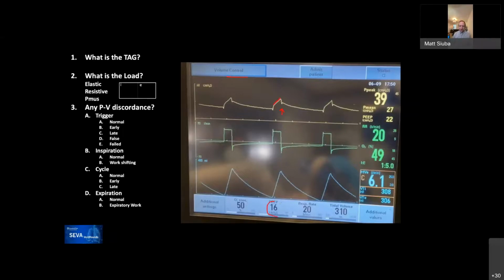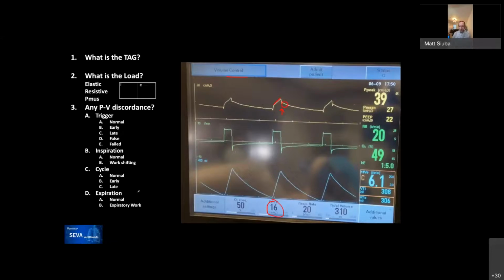So I think the inspiratory load was probably different than the expiratory load. The expiratory load, you're right, this is a resistive one. So there's no trigger issues. There's no work shifting. It's a passive patient, and the cycle appears to be, at least on the flow, normal, but here there's something odd happening.